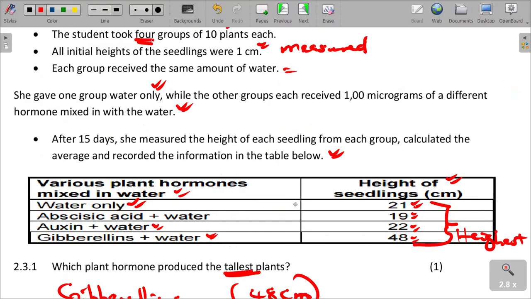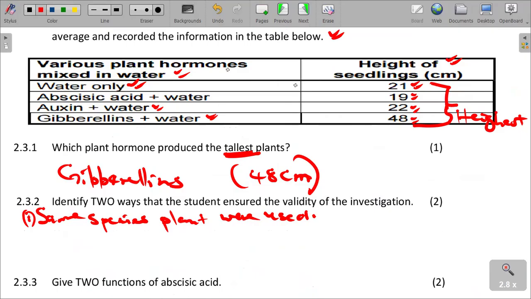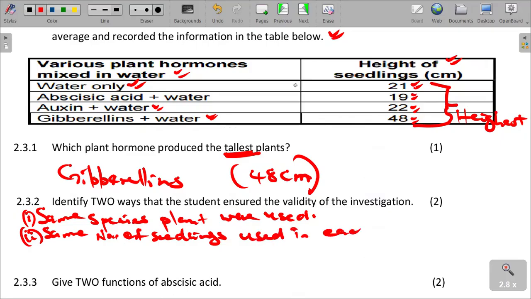He also used the same number in each sample, where it says the student took 4 groups of 10 plants each. So the same number of seedlings was used in each sample.